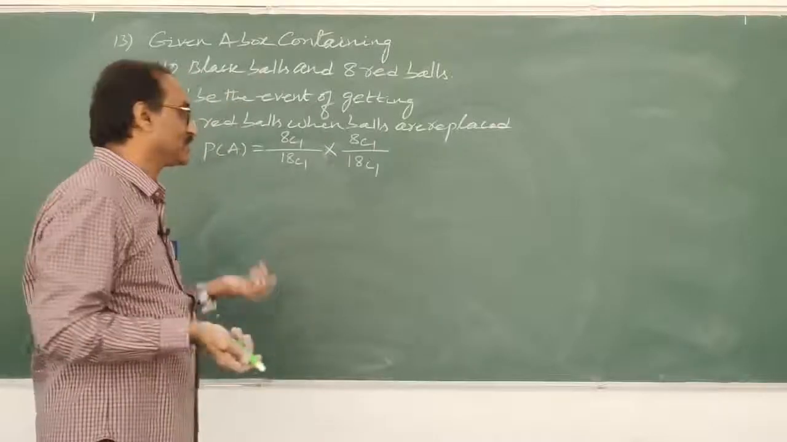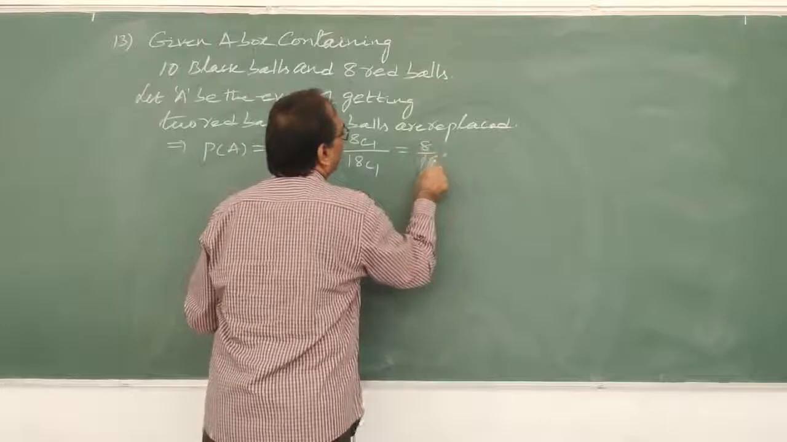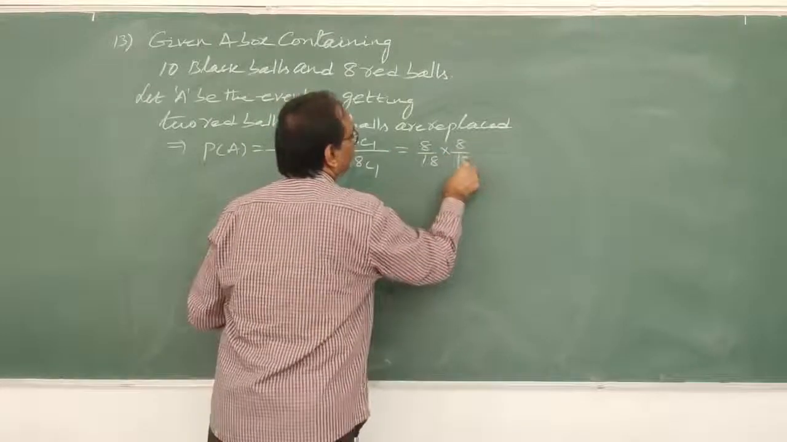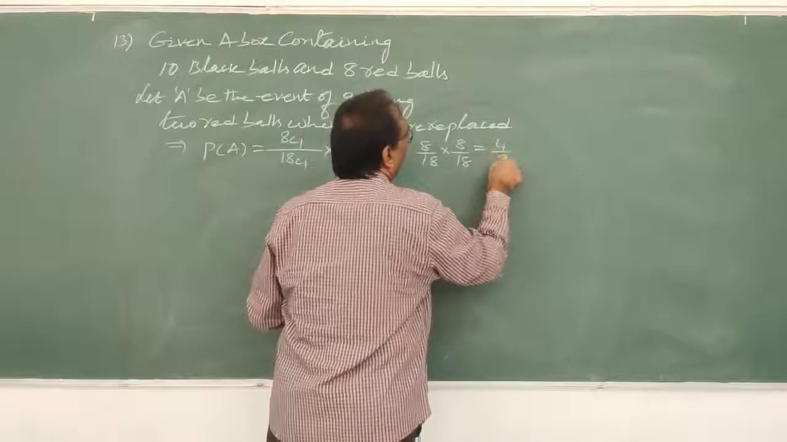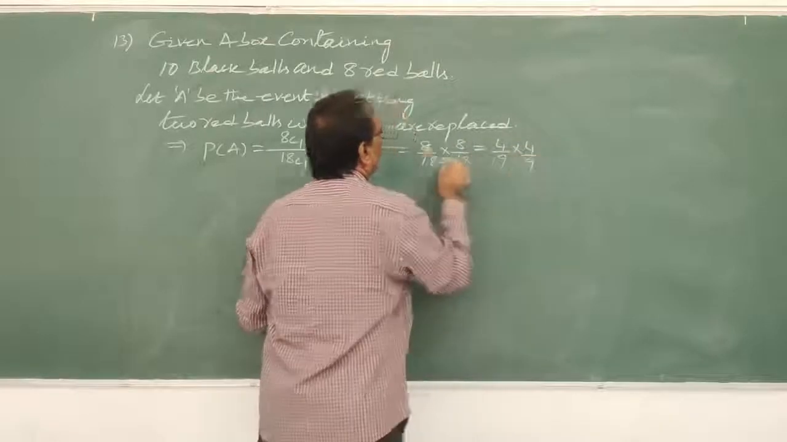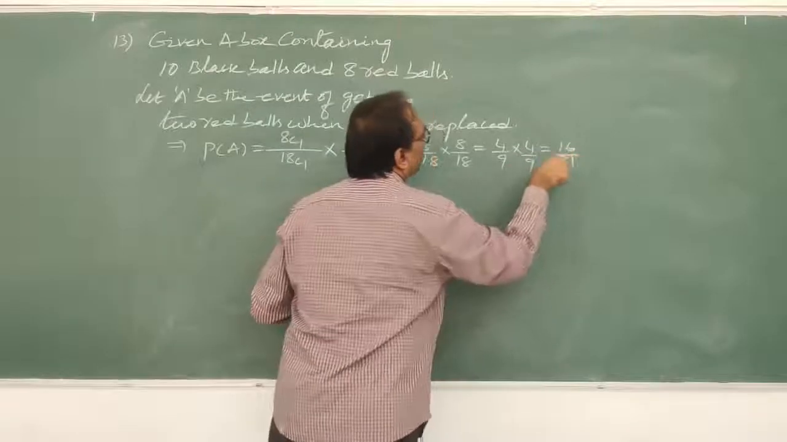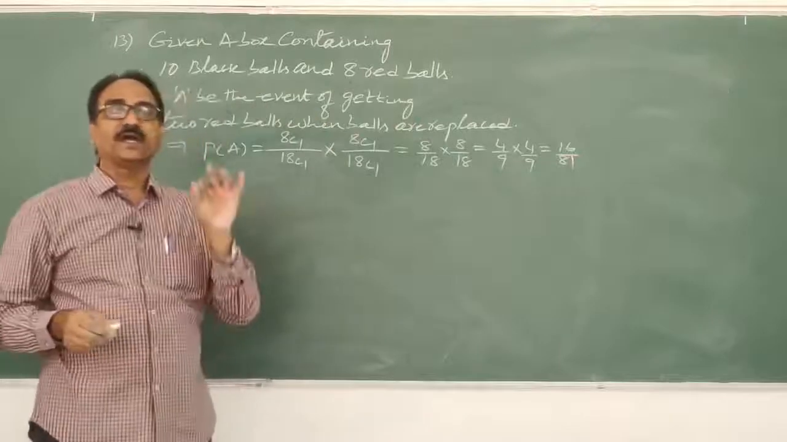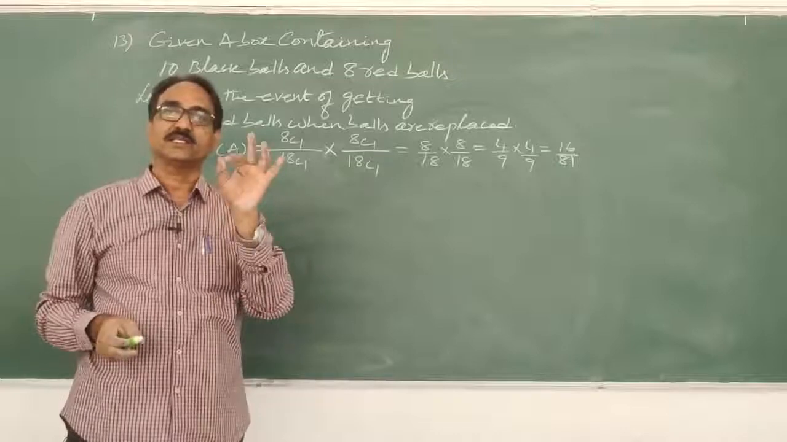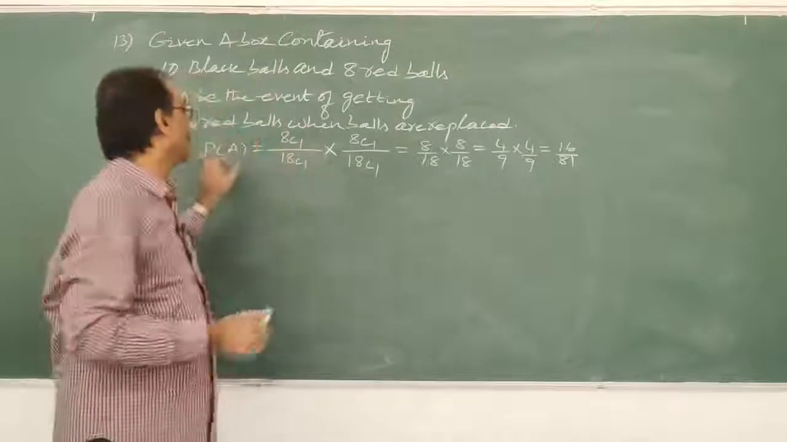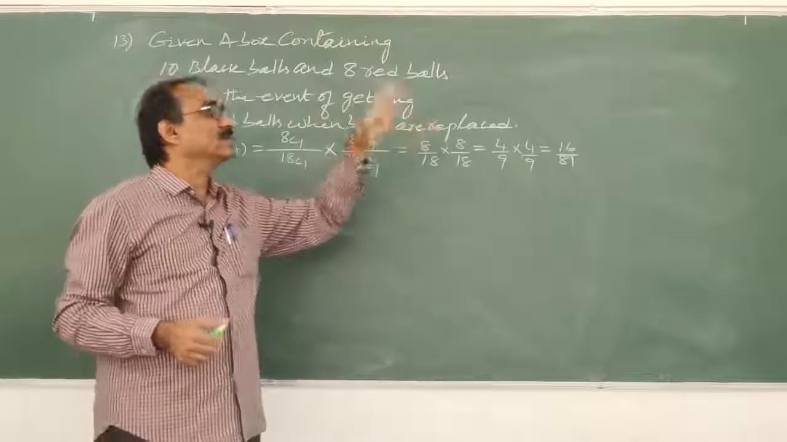This is called independent events. So therefore, how much will you get now? 8 by 18 into 8 by 18. That is nothing but 4 by 9 into 4 by 9, correct? 4 2s are 8, 9 2s are 18. That is nothing but 16 by 81. The probability of drawing 2 red balls with replacement of the balls is 16 by 81. That is the problem. A, what is A? Let A be the event of getting 2 red balls when balls are replaced.